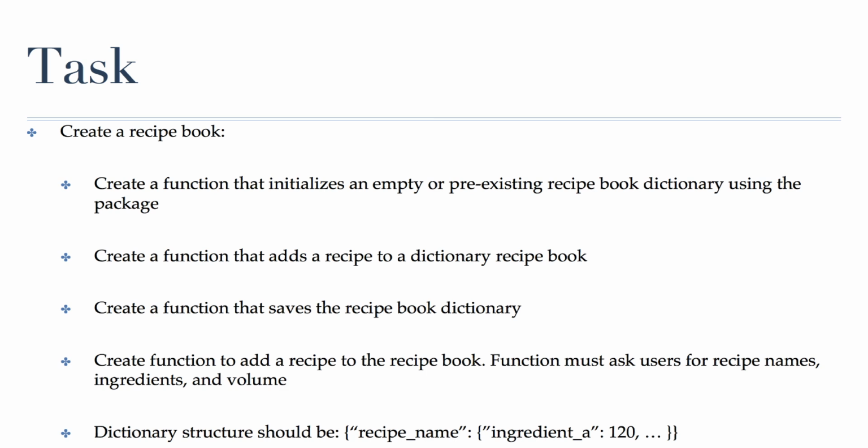You then want to create a function that will add a recipe to your dictionary, which is a recipe book. And then lastly, you want to create a function that will save the dictionary to an out file, into a JSON file, okay? The dictionary should be organized such that the first key is the name of the recipe and the value is another dictionary. And that dictionary should have at least 2 parameters, an ingredients parameter and a volume parameter, okay?